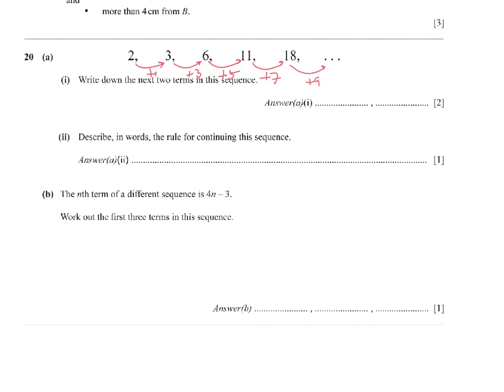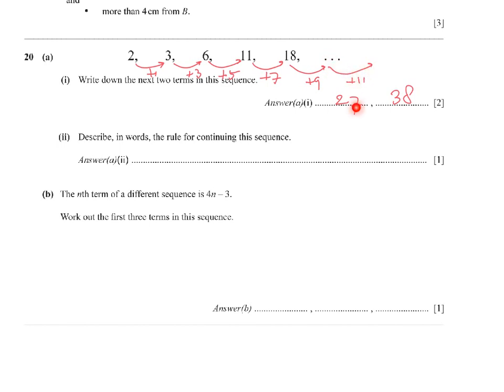So 18 plus 9, which is 27. And then the next one is going to be 27 plus 11. So write down that term-to-term rule to avoid any silly or unnecessary mistakes there, so that you don't do plus 9 twice.